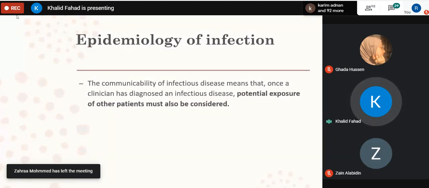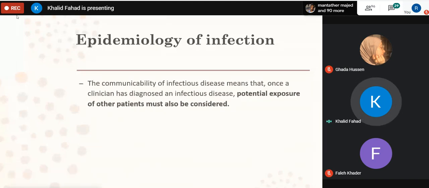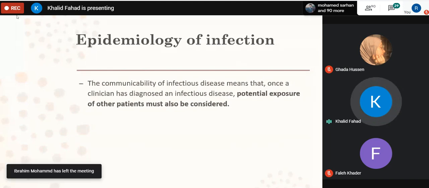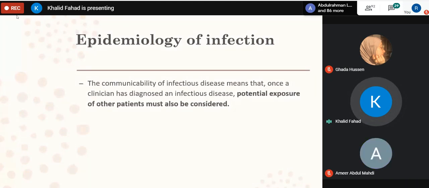What about the epidemiology of infection? How common or rare is an infection in society? The communicability of infectious disease means that once a clinician has diagnosed an infectious disease, potential exposure of other patients must be considered. So if we diagnose a patient with hepatitis A, for example, you have to screen other individuals who have been exposed to this virus. Or in a patient who developed pulmonary tuberculosis, an infection of the lung with Mycobacterium tuberculosis, you have to know which people have been in contact with this person. So you have to trace the contacts.